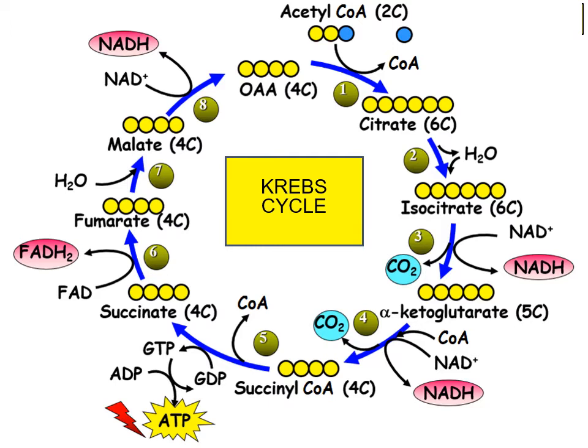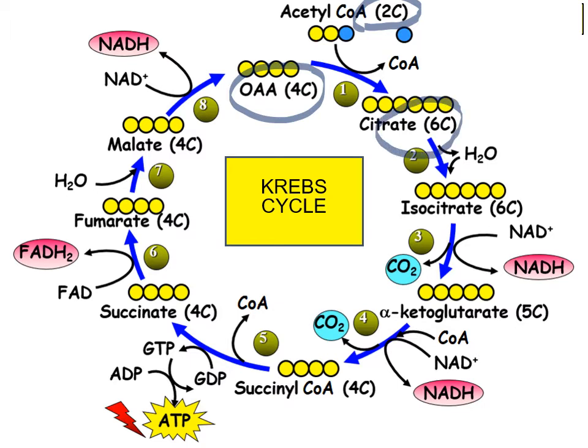In this cycle, one molecule of acetyl-CoA, the two carbon molecule, will be oxidized in a series of reactions that occur in the matrix of mitochondria. Acetyl-CoA, the two carbon molecule, combines with a 4 carbon molecule, that is oxaloacetate, OAA, to form the 6 carbon molecule citrate.